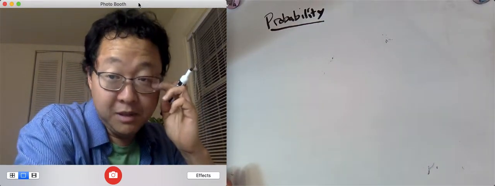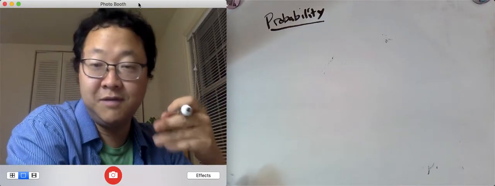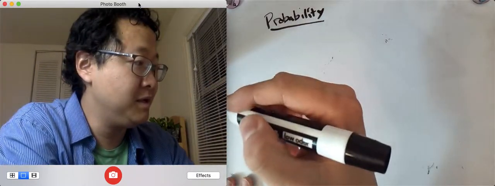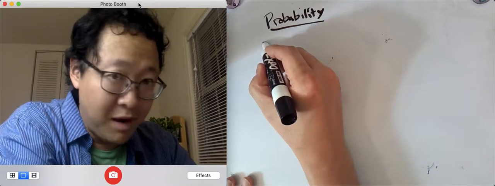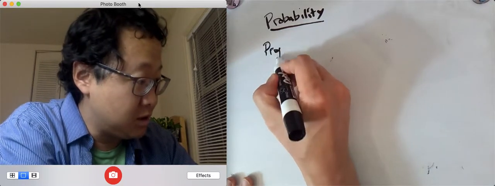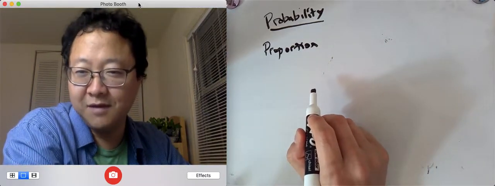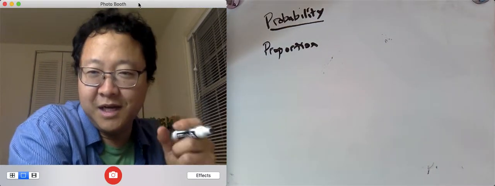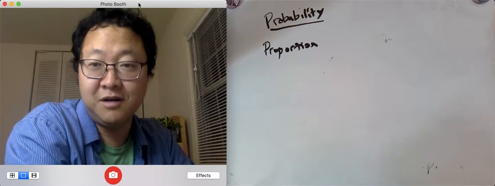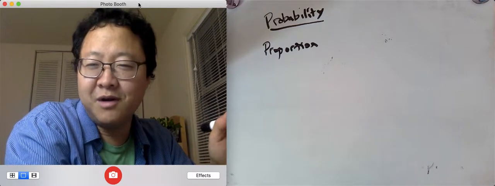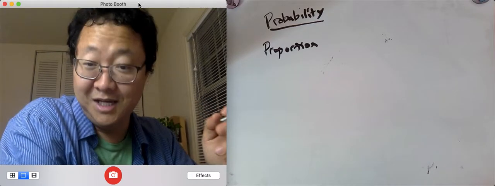Okay. The book goes through on pages 116 and 117 three understandings of probability. One is understanding probability as proportion. And the best way to understand this is to just think of an example. Let's say I have a deck of cards and I pull out a card randomly, and I'm wondering what's the probability that it's an ace?